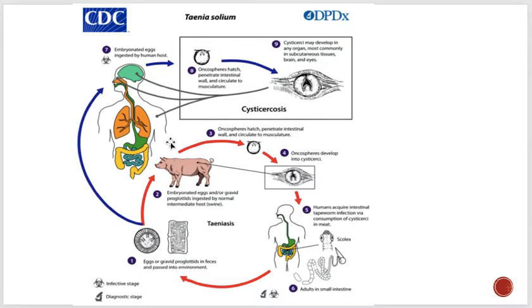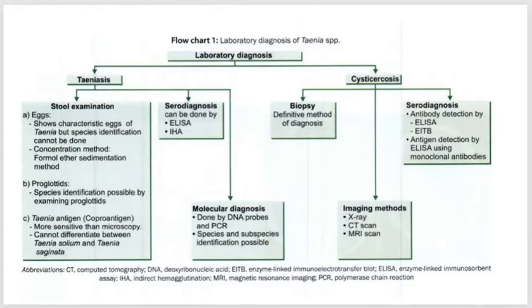Here, one more figure taken from the CDC, showing the infective stage as well as the diagnostic stage. You can see that when it's infecting humans, it is both the infective as well as the diagnostic stage, right? Coming back to this one, you can see lab diagnosis is divided into two main categories, taeniasis and cysticercosis. It doesn't mean we are going to do all the tests, but we are going to choose some of the tests. For example, the first one, stool examination. Now, stool examination is quite a common test.